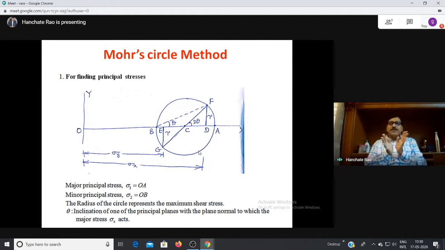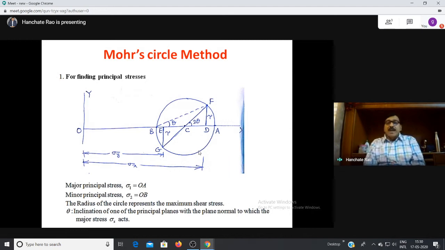So don't get confused. Be clear that on the principal plane we have only principal stress. There is no shear stress. Principal stress is normal. But on a plane which is at 45 degrees to the major principal plane, we have the maximum shear stress plane. So if you say this plane is the major principal plane, at 45 degrees to this major principal plane, we have maximum shear stress. So don't get confused.